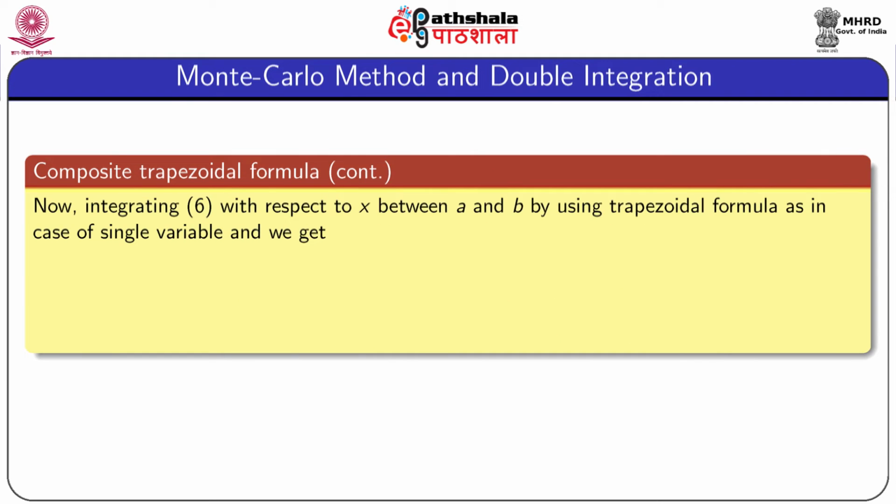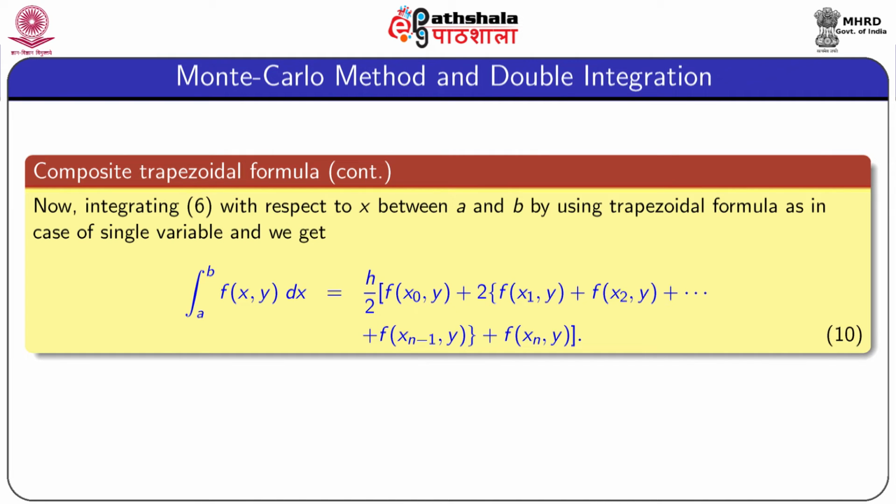Now integrating equation 6 with respect to x between a and b using the trapezoidal formula as in the case of a single variable, we get this expression. That means the integration from a to b of f(x,y) dx is equal to h by 2 into [f(x0,y) plus 2 into (f(x1,y) plus f(x2,y) plus ... plus f(xn minus 1,y)) plus f(xn,y)]. So this is nothing but the composite trapezoidal formula for n intervals.